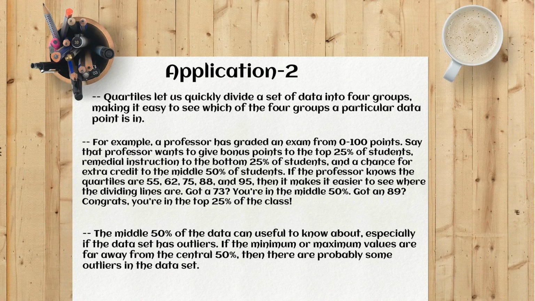Got a 73? You're in the middle 50%. Got an 89? Congrats, you're in the top 25% of the class. The middle 50% of the data can be useful to know about, especially if the dataset has outliers. If the minimum or maximum values are far away from the central 50%, then there are probably some outliers in the dataset.